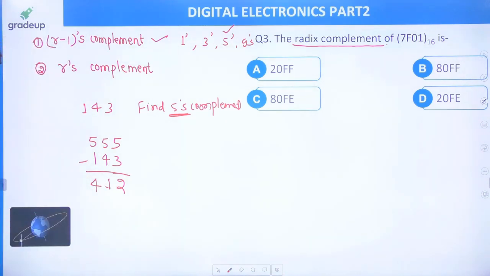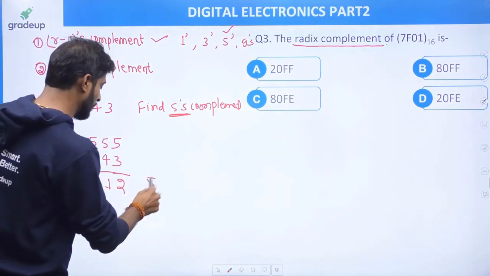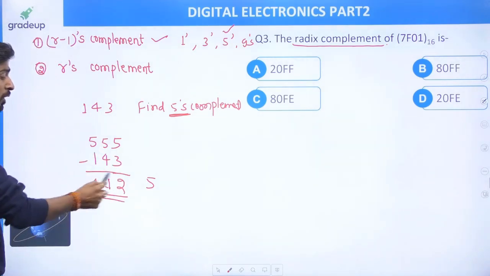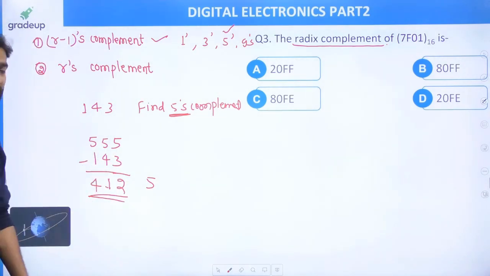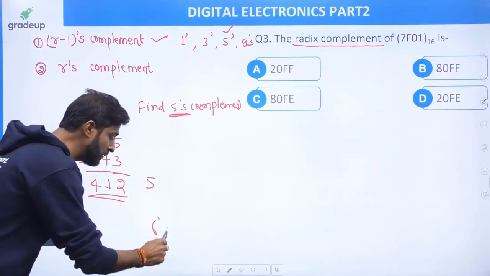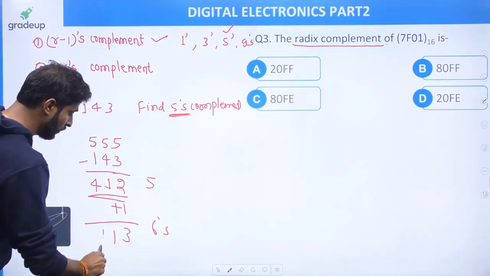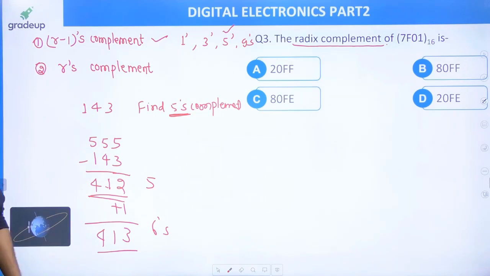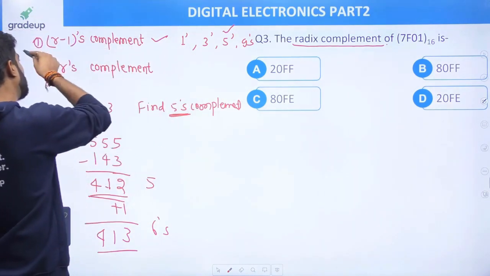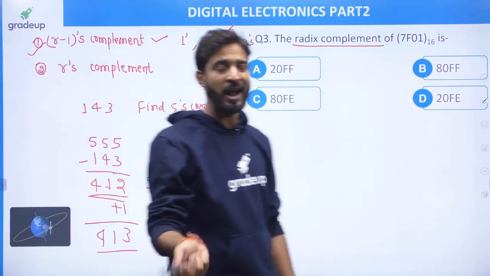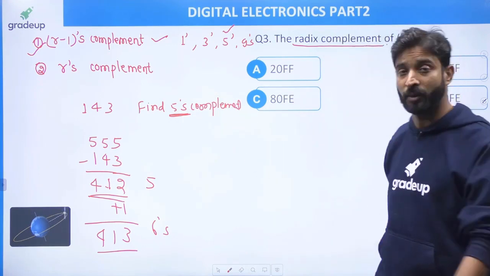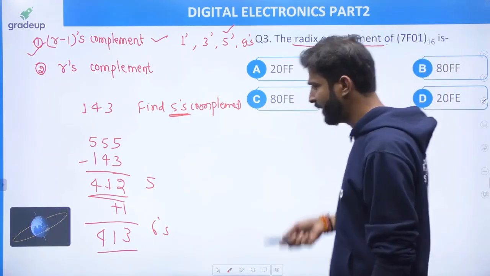You'll get the answer this way. And it is called 5's complement. The 5's complement of 1, 4, 3 is just 4, 1, 2. And if you want to find the 6's complement, just add 1 in the LSB. You'll get 4, 1, 3. It is the 6's complement. So first always try to solve the R minus 1's complement. After that add 1 in the LSB, you'll get the R's complement for this. In the same problem, right?